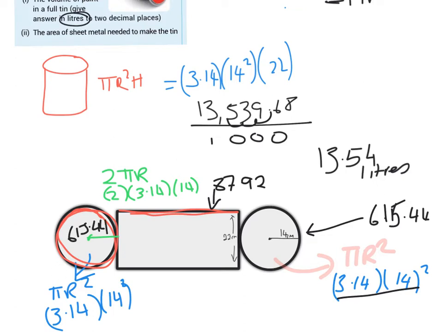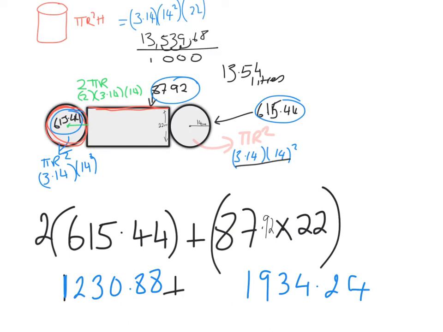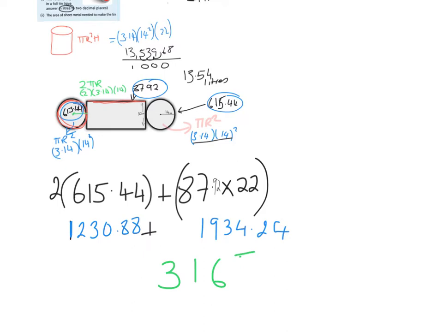615.44. So to find the complete surface area of the whole metal, I'm going to add my three numbers together. So I'm going to add this plus this plus this together. Okay, so these are my numbers so far. So the two areas of the circles is 1230.88, and remember it's length by width for the rectangle, and I know the length is now 87.92, the width is 22, so if I multiply those together I'll get the area of the rectangle. And my final answer then is 3165.12 is the area needed of a metal sheet in order to create this.